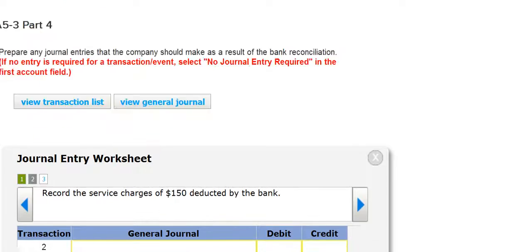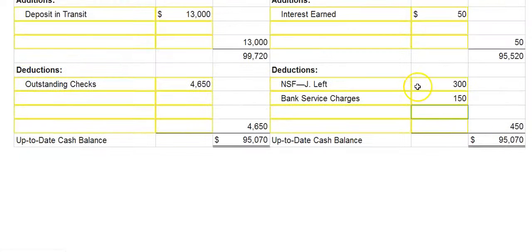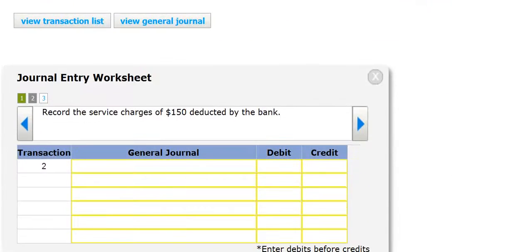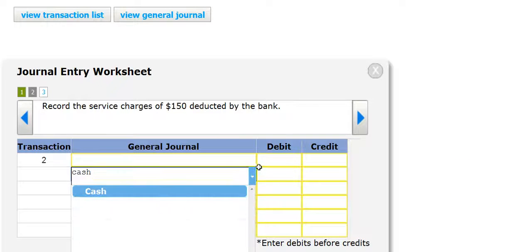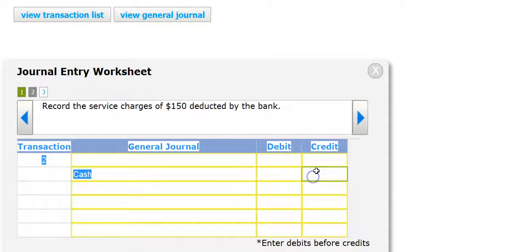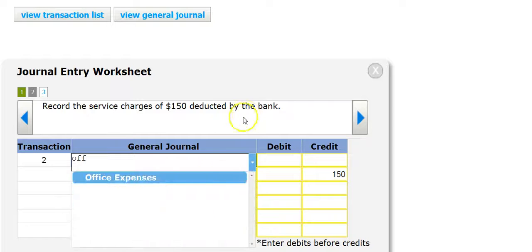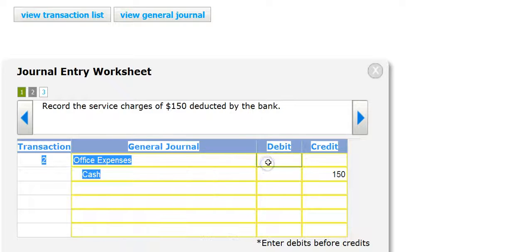We're going to record the second item on our bank reconciliation, which is the bank service charges, I believe, is the next entry here. They want us to record service charges of $150 deducted by the bank. If it's a subtraction, we'll do the opposite and credit cash for $150. What will we debit? Well, our book tells us to debit office expenses.